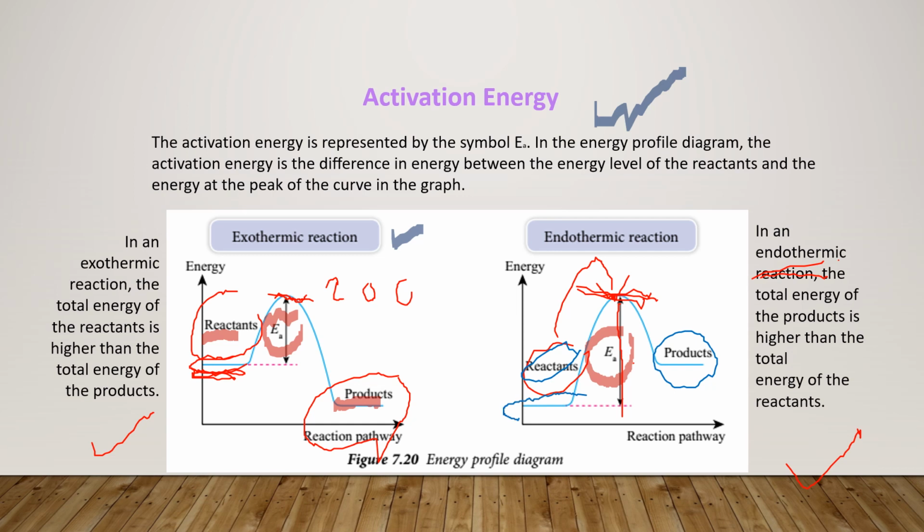So you can see here, do you see this line? That is energy. The total energy of the product is higher than the total energy of the reactant.